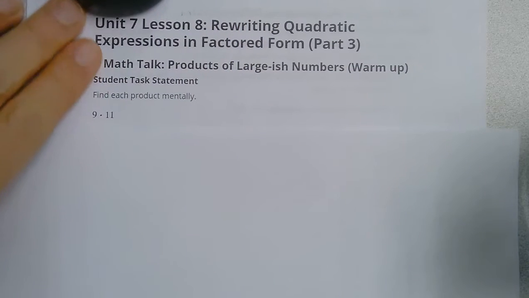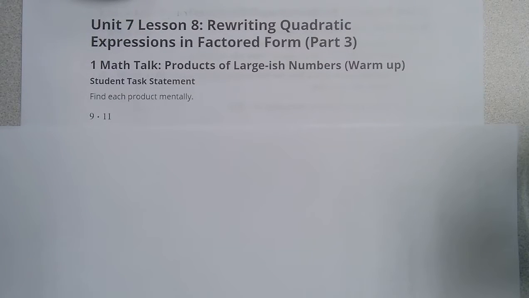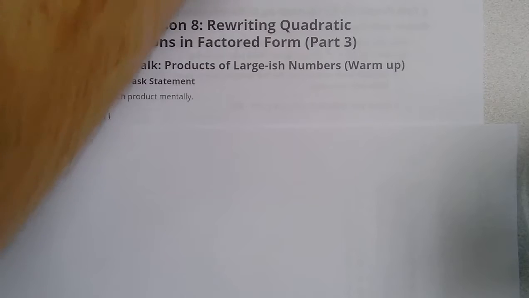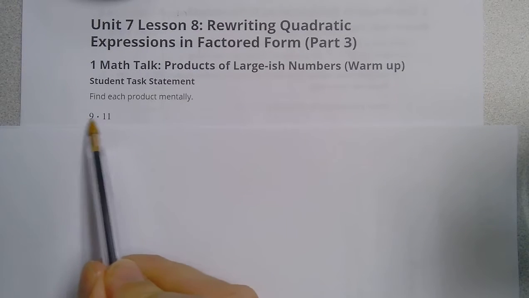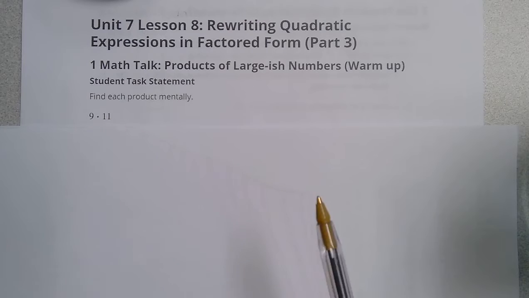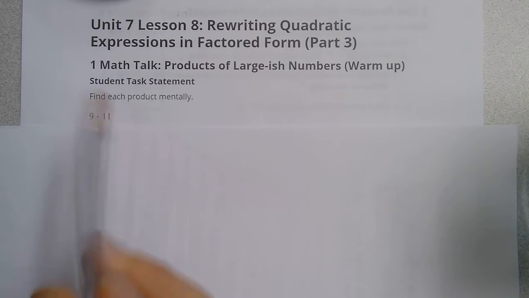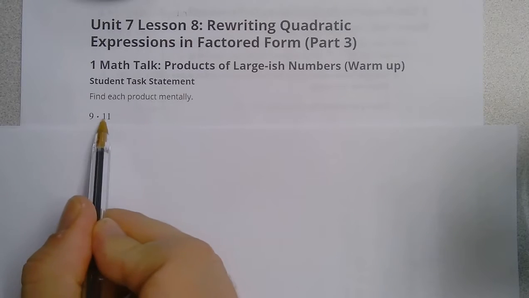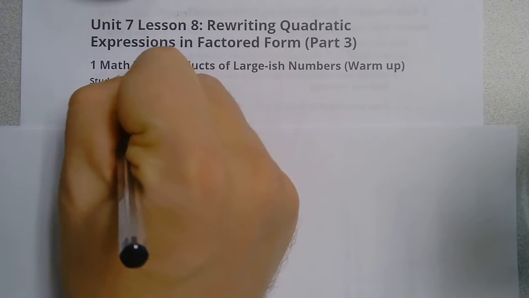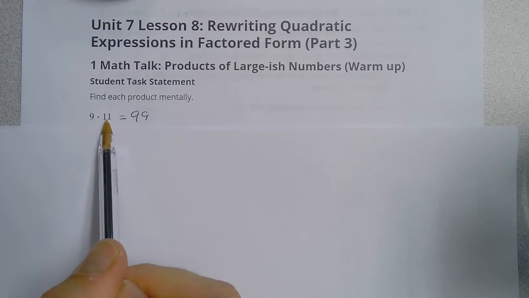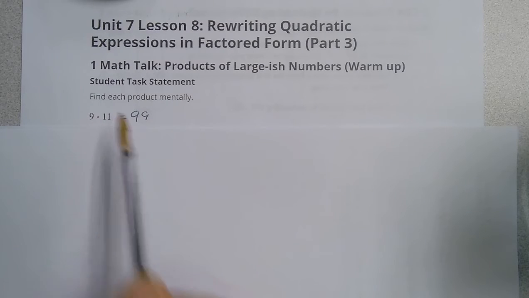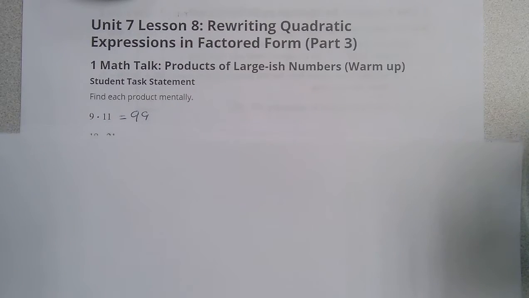All right, so we are gonna start our lesson on rewriting expressions in factored form. What I'd like for you to do is calculate this product mentally. So 9 times 11. What I do is actually just multiply that. I know that fact is 99. You could also break that up and go 9 times 10 is 90, plus 9 times 1 is 9, and 90 plus 9 is 99.